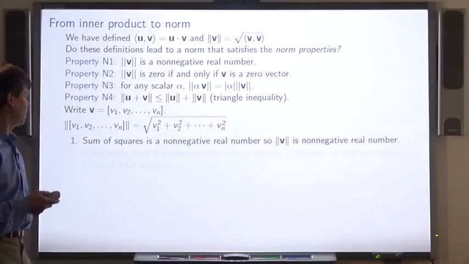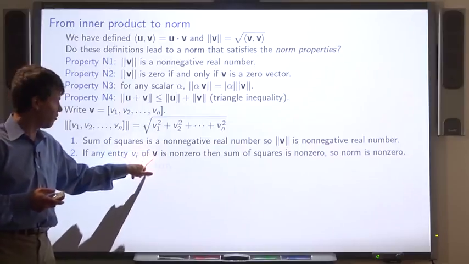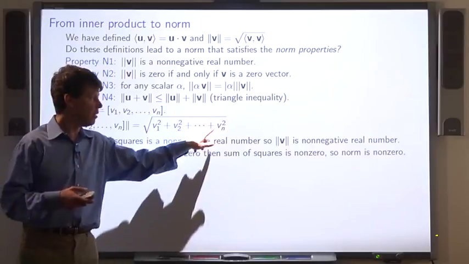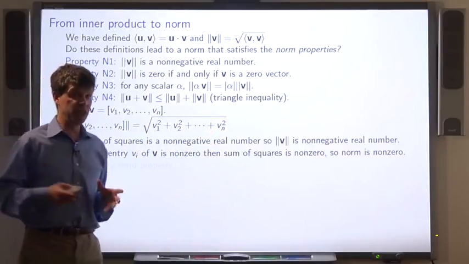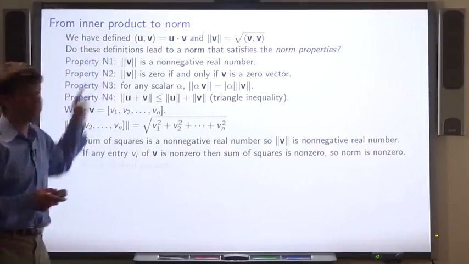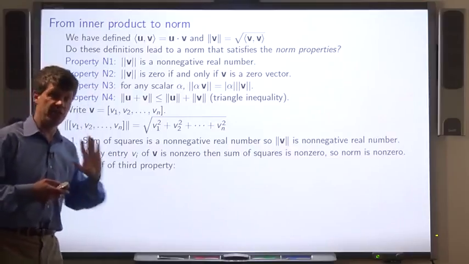That's the first property. Now, if any entry of the vector v is non-zero, then this sum of squares is bigger than 0. So the norm is non-zero in that case. So that shows that the norm satisfies the second property. I'll go through the proof of the third property.